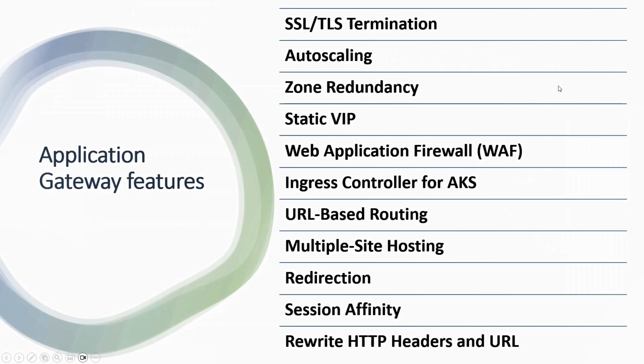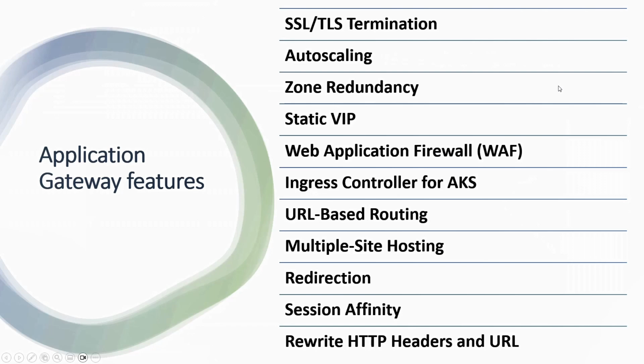Another one is auto scaling. As the name suggests, Application Gateway will automatically adjust the number of gateway instances based on the traffic demand. So if there is a performance requirement during the traffic spikes, it will increase the number of instances, and during the period of low traffic, it will reduce the number of instances, which will further reduce the cost of using Application Gateway.